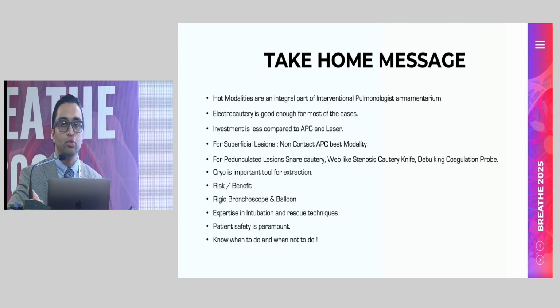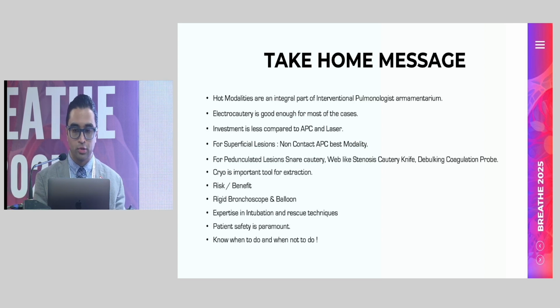You always have to evaluate the risk and the benefit. Your training with rigid bronchoscopy and balloon dilatation is very useful. You should have expertise in intubation and the rescue techniques, and patient safety is most paramount. So for every case that I've shown, there are 4 or 5 cases which we decided not to do when it comes to patient safety. So you should know when to do and when not to do a procedure.